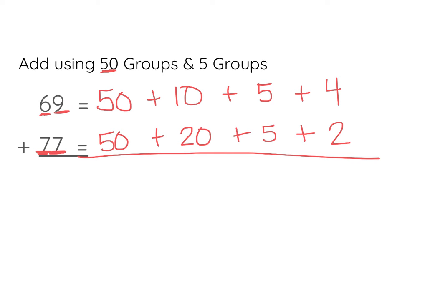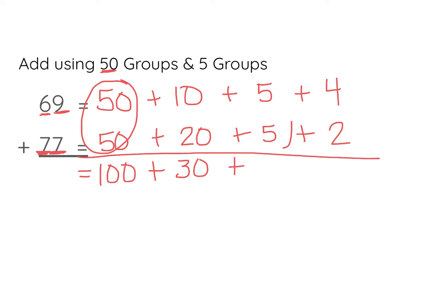Now I add each column. Look at this, 50 plus 50. Woohoo! I love it because I know that 50 plus 50 equals 100. 20 plus 10 equals 30. Oh, 5 and 5. Woohoo! Love it, love it. Make a 10. And 4 plus 2 is 6.